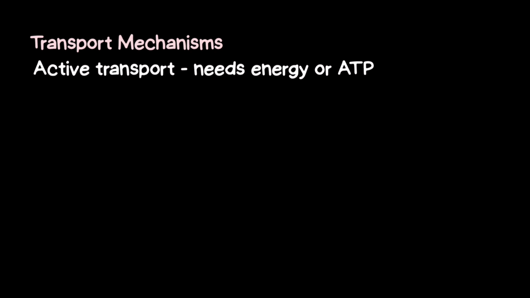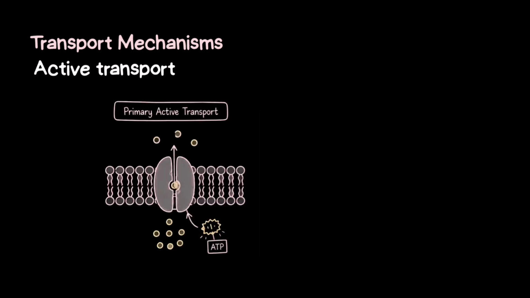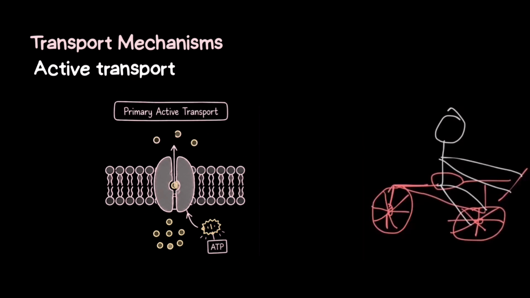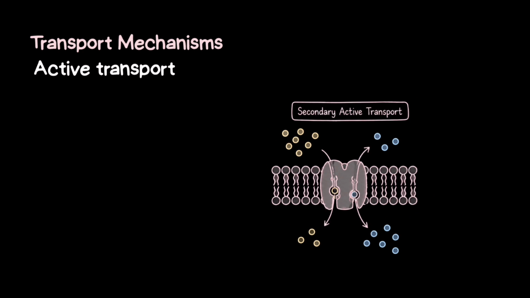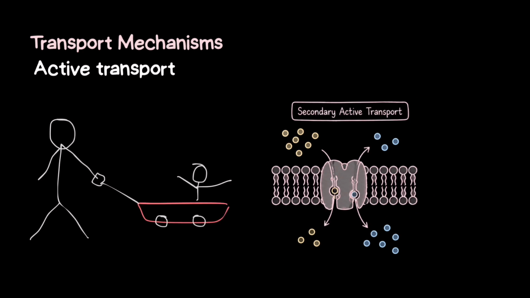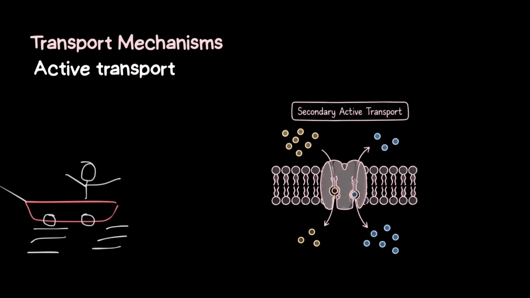Unlike passive transport, active transport needs energy, or ATP, to move substances from a less crowded area to a more crowded area. Think of ATP, or adenosine triphosphate, as the cell's battery power or energy source. Primary transport uses ATP directly, like pedaling a bicycle using your own energy. Meanwhile, secondary transport uses stored energy from another movement, like a father pulling a wagon with his child riding. The wagon moves because of the energy from the father who is pulling.